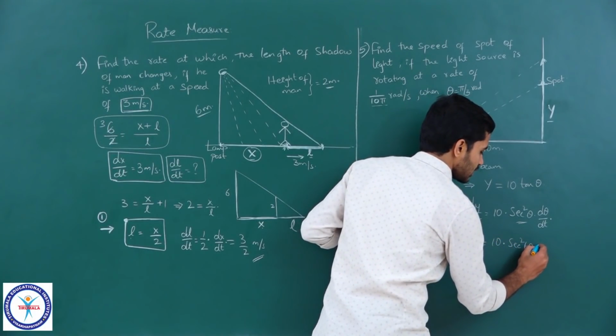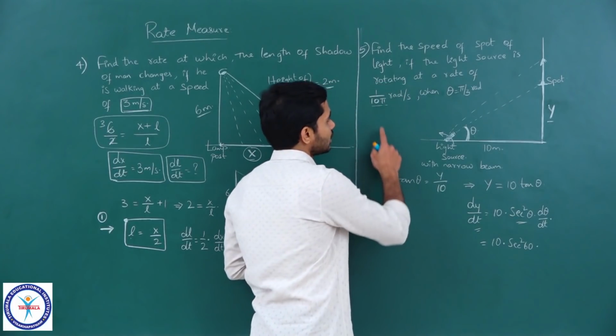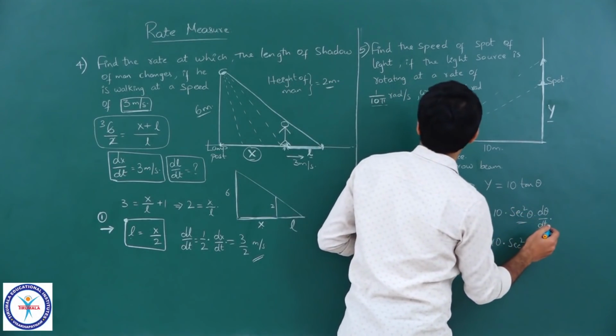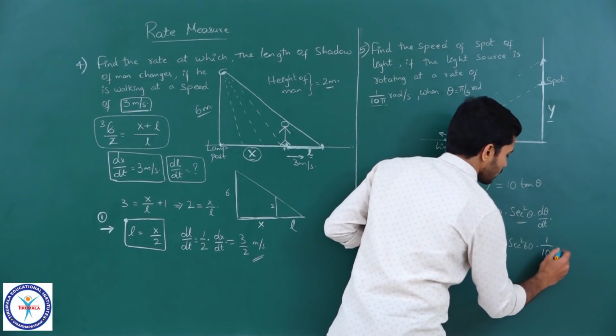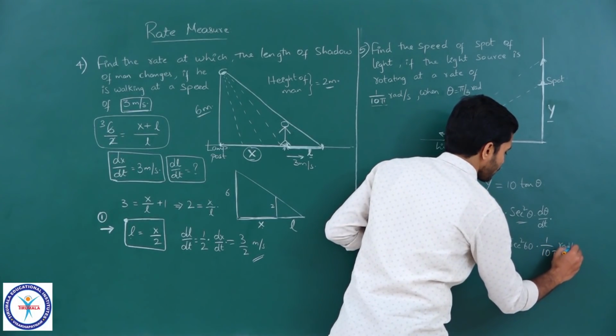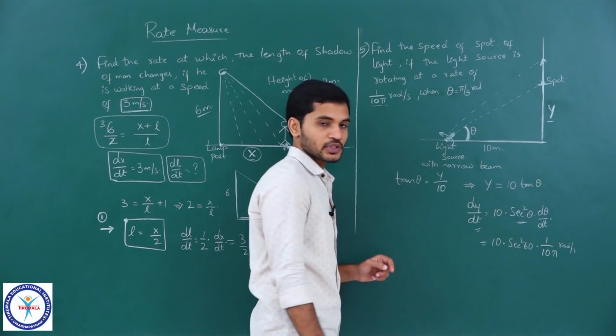Secant square 60 into d theta by dt. d theta by dt is 1 by 10 pi radians per second. Okay, so that is the expression which we got.